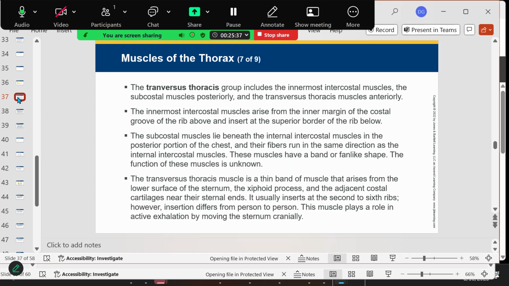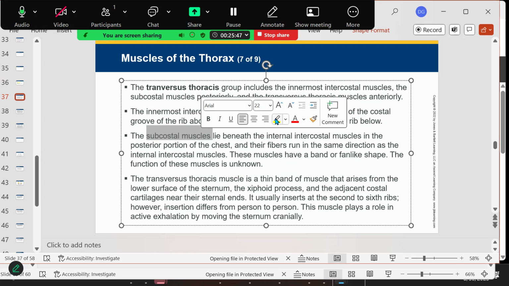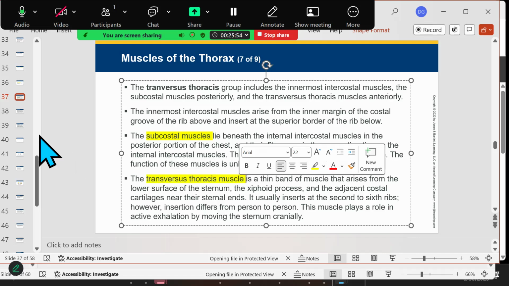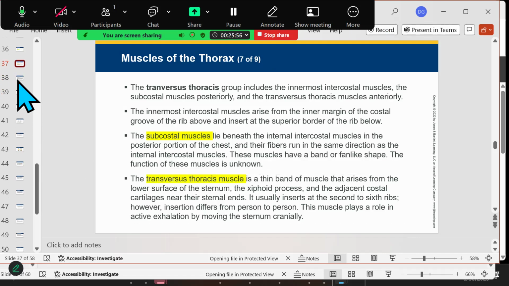Transversus thoracis group includes the innermost intercostal muscles. There are also some subcostal muscles below the ribs and transversus thoracis muscle. All of these are accessory muscles of breathing. During normal quiet breathing, these are not yet generally used.